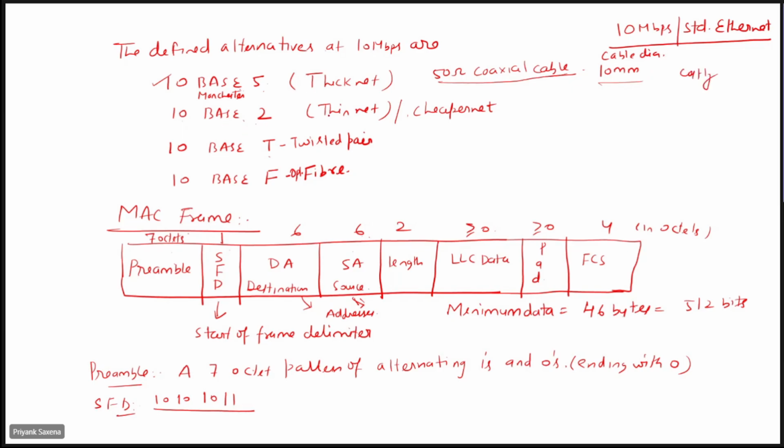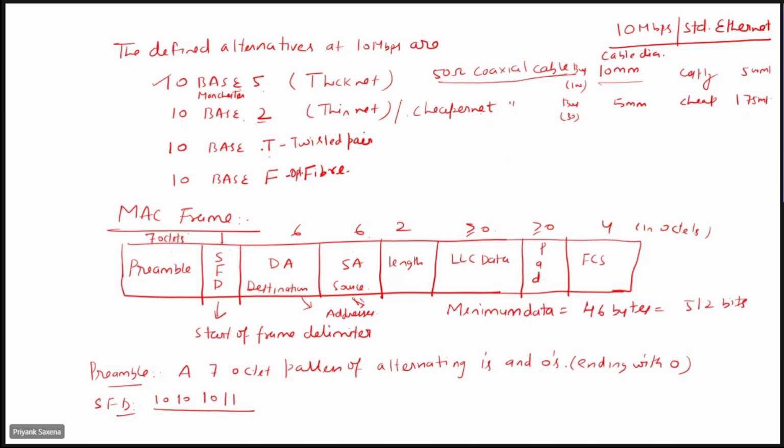10Base2 is also known as thinnet and cheapernet, because the cable is only 5 mm. It also uses the 50 ohm coaxial cable, so it is very cheap and it can easily be bent. A new station can be put, but the maximum segment length is 175 meters, while this was 500 meters. It also uses bus topology, and the maximum number of nodes that can be connected is 30. Here it is 100.